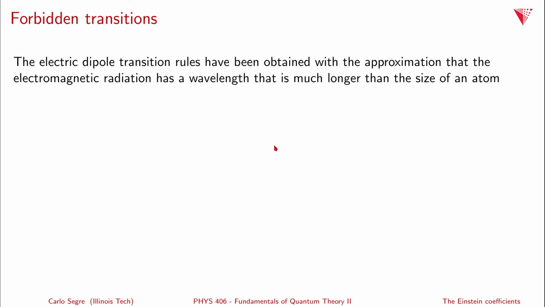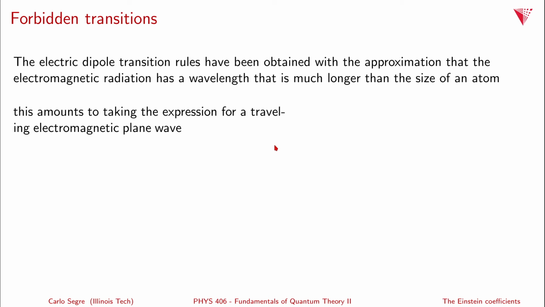Now, the transition rules that we discussed, delta L is plus or minus 1, and delta M is 0 or plus or minus 1, are dipole transition rules, electric dipole transition rules. And we obtained them by making the approximation that the electromagnetic radiation has a wavelength that's much longer than the size of the atom. Now, in fact, that's not necessarily a good approximation. So, in fact, we'll see that you have additional terms that we have to take into account.